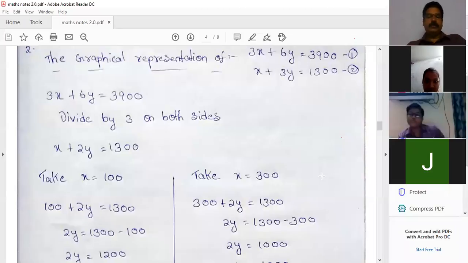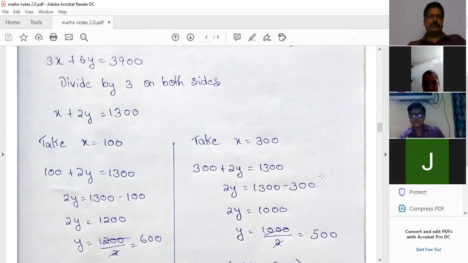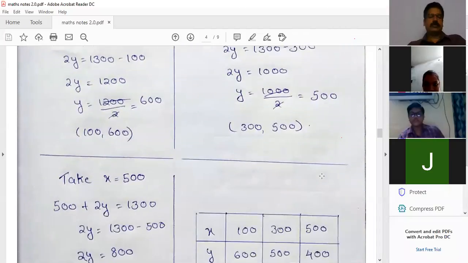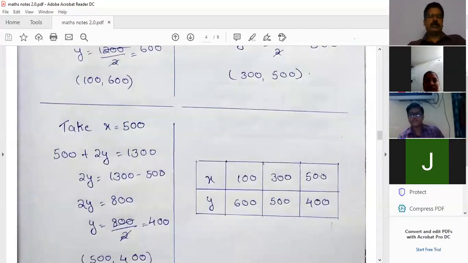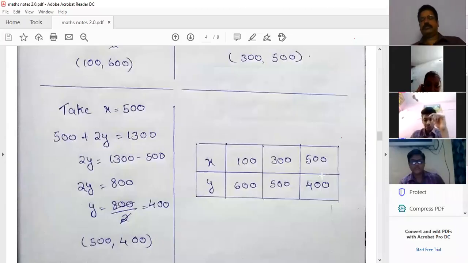Okay, fast. Anyone having a doubt, unmute and you can raise your doubt. I can clarify your doubt here itself.